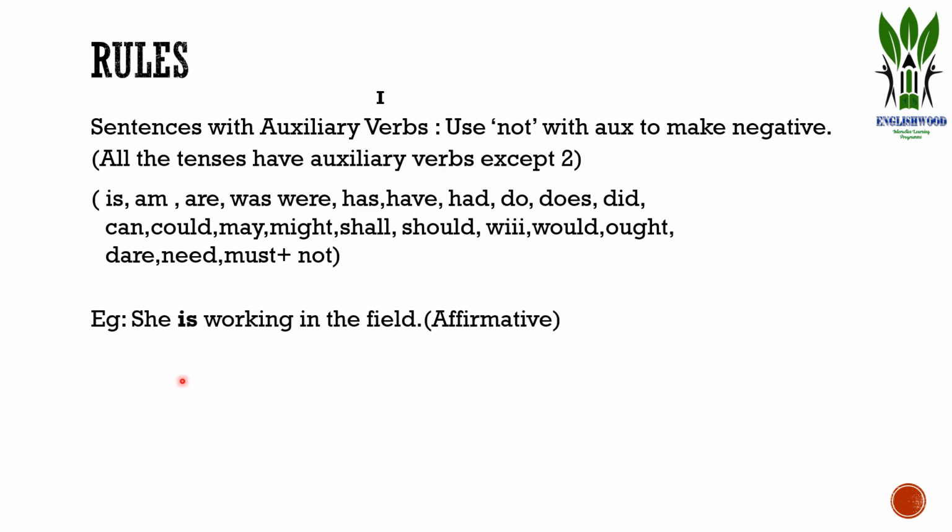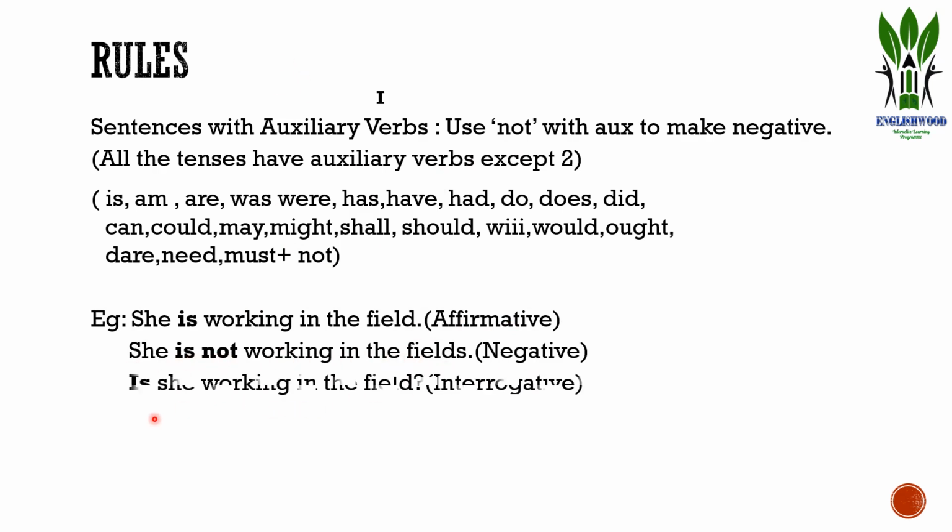Simple. She is working in the field. This is the affirmative sentence. She is not working in the field. Now it's the negative. Similarly, is she working in the field? is interrogative. She is working in the field. The interrogative: is she working in the field?